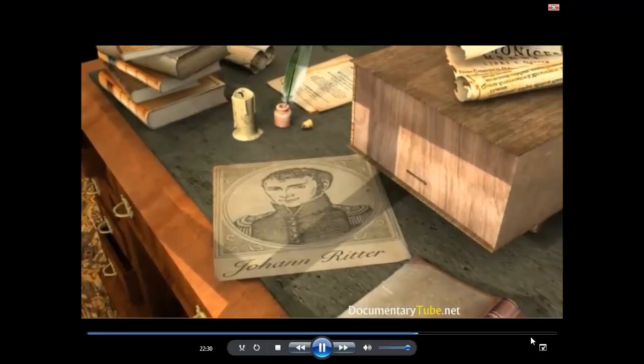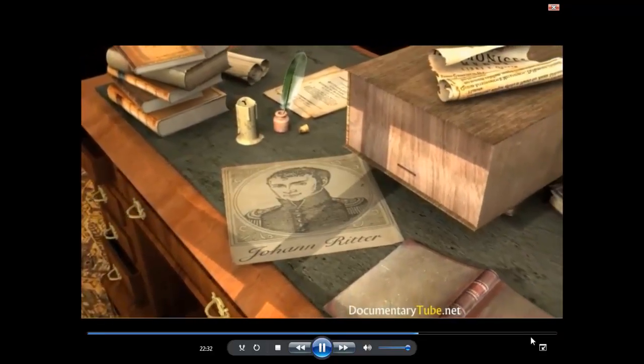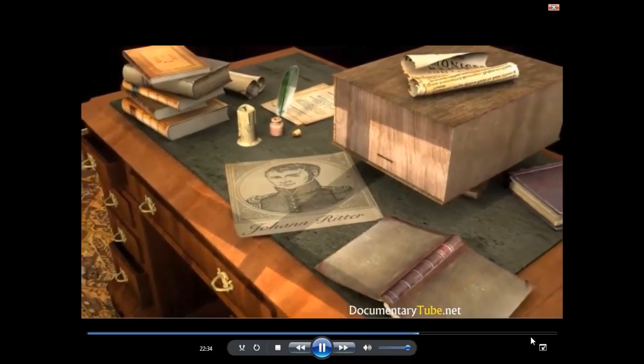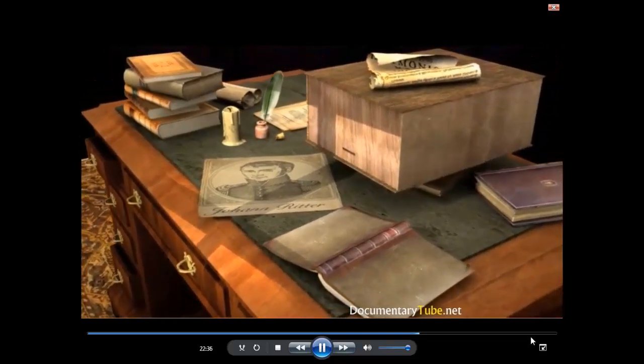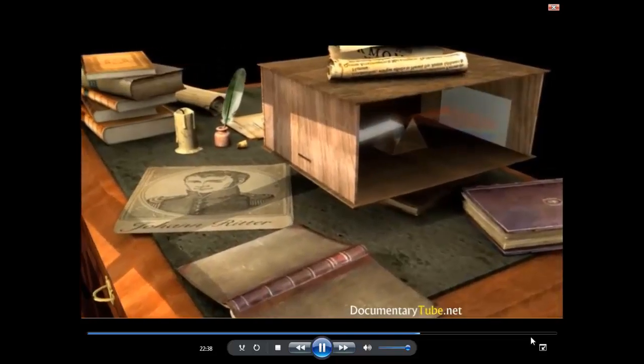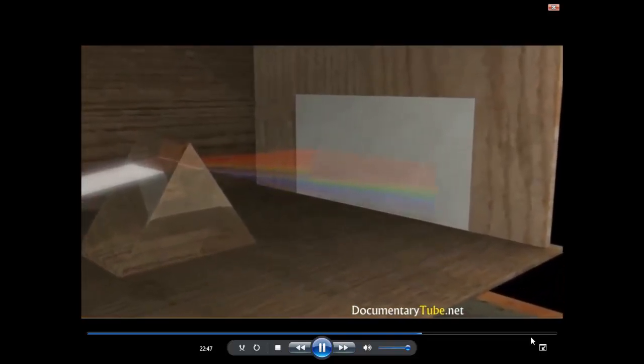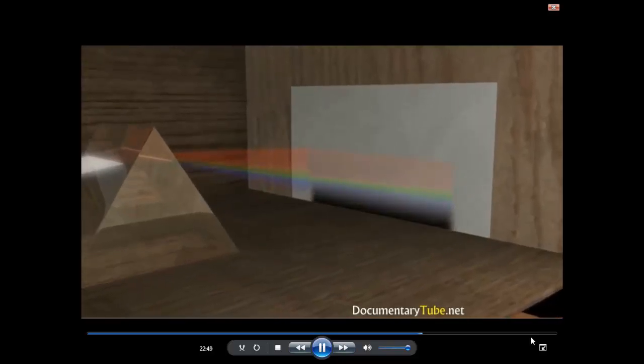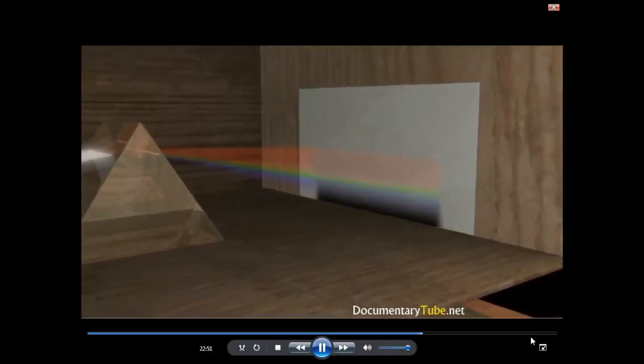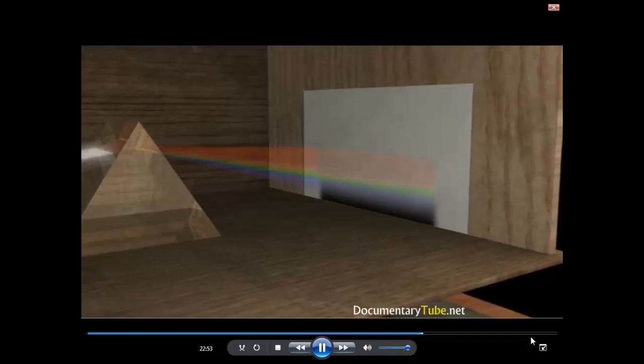Johann Ritter conducted an experiment in 1801 to find out what, if any, electromagnetic waves are beyond violet. Ritter knew that photographic paper would turn black more rapidly in blue light than in red light. So he tried exposing the paper beyond the violet end of the visible spectrum. Sure enough, the paper turned black, proving the existence of light beyond violet, ultraviolet rays.